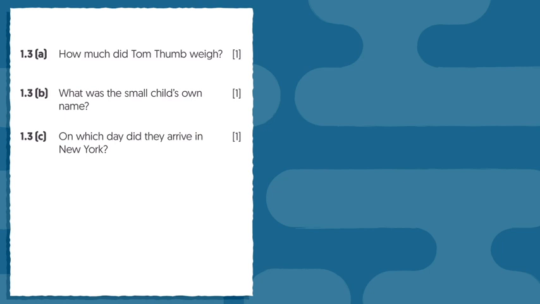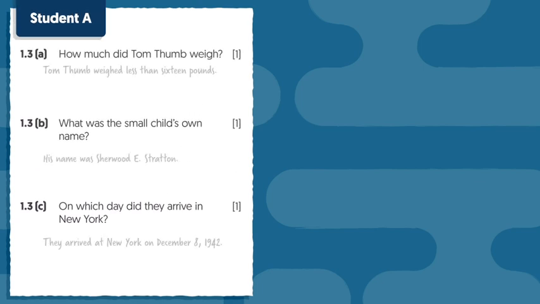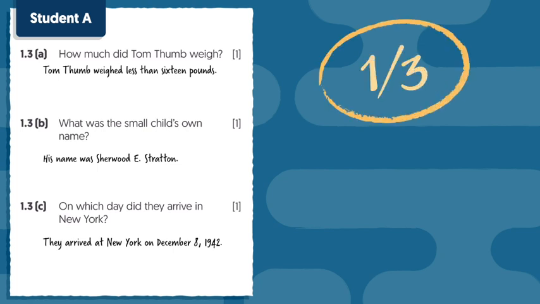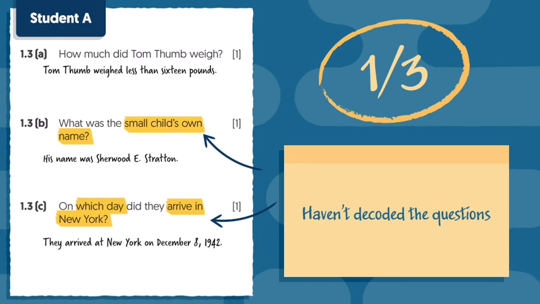Remember, it's the exact same process as before. Our questions here are, how much did Tom Thumb weigh? What was the small child's own name? And on which day did they arrive in New York? Let's look at student A's responses. So, unfortunately, student A has only received 1 out of the possible 3 marks. This is simply because questions B and C, they haven't decoded the question or used the keywords to help locate the information in the text.